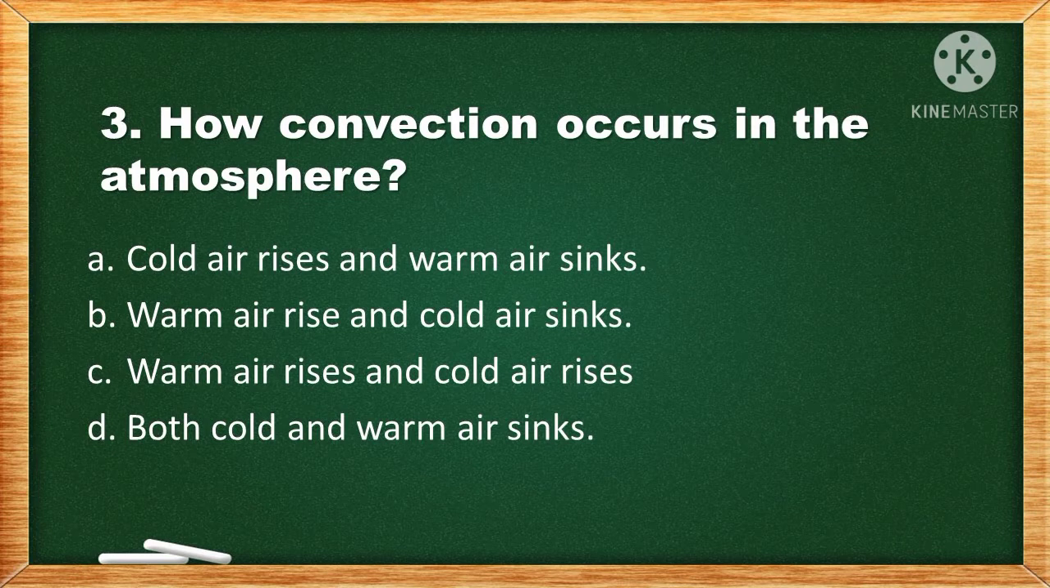Number 3. How does convection occur in the atmosphere? A. Cold air rises and warm air sinks. B. Warm air rises and cold air sinks. C. Warm air rises and cold air rises. D. Both cold and warm air sink.